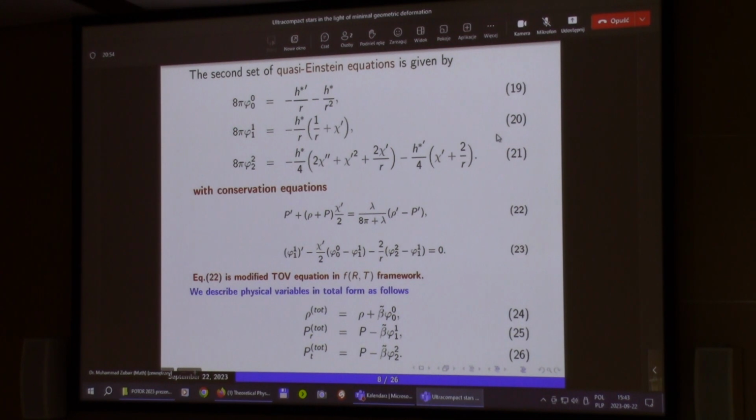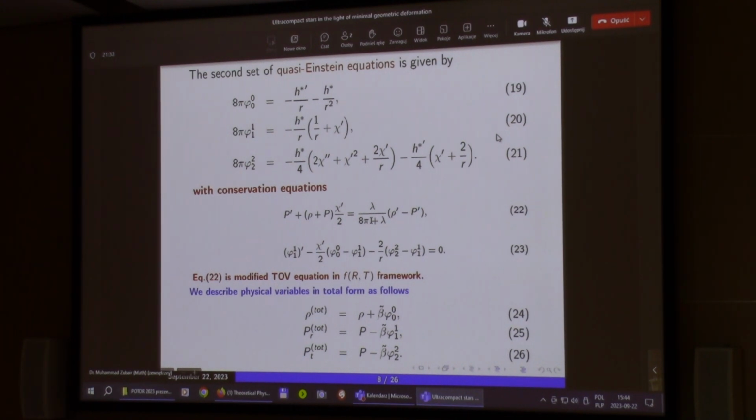One more thing about this theory. The important thing in this theory is the non-conserved energy-momentum tensor. We don't find the ideal conservation of the energy-momentum tensor as in the case of Einstein's theory. You can see on the right-hand side of equation 22 that there is a lambda there. If we put lambda equal to 0, we get the results of Einstein's theory.